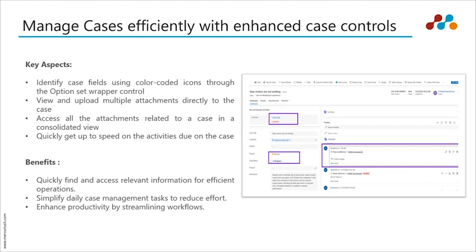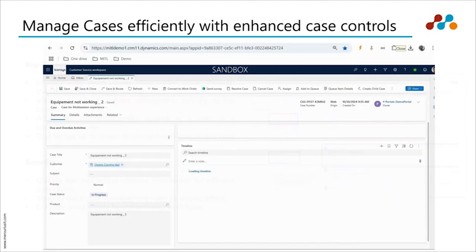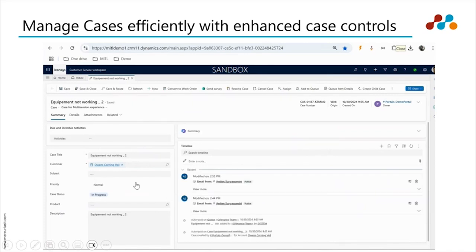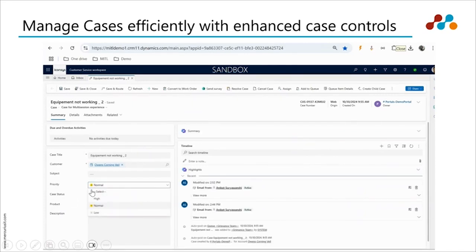So how is this particular feature useful? This is the customer service module, where we have opened a case, equipment not working, and this is the whole case form. As you can see over here, these are the two option sets: priority and case status. If we drop down the priority field, you will see the different option set with different sets of icons, through which the customer representative can easily come to know the priority of this particular case.